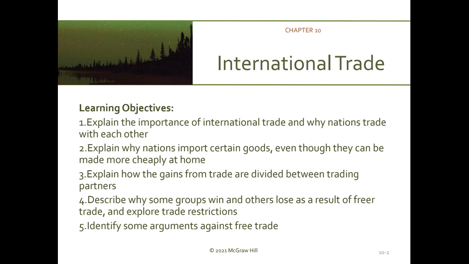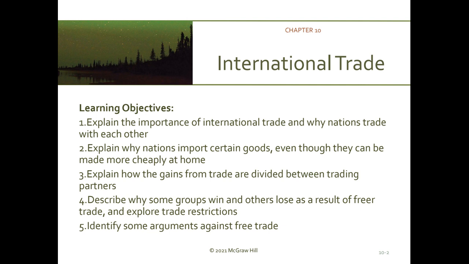These are the learning objectives of this chapter. Explain the importance of international trade and why nations trade with each other. I'm going to take a simple example and show you that if two countries trade, they both gain. Explain why nations import certain goods even though they can be made more cheaply at home. We will also discuss the reason behind it by discussing the theory of comparative advantage.